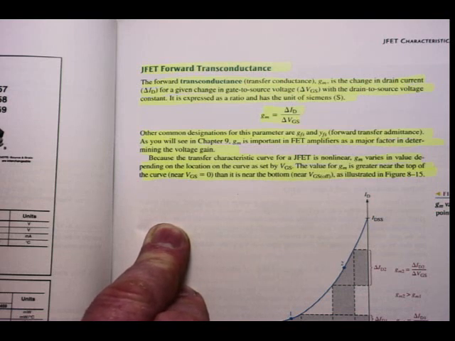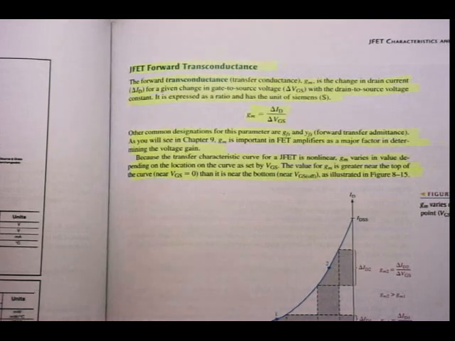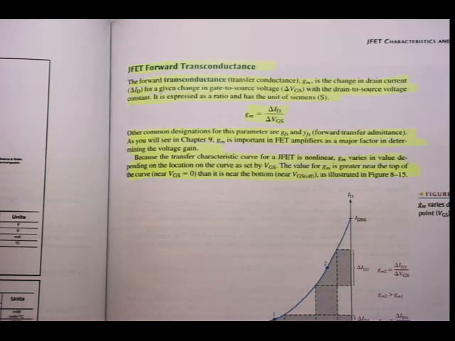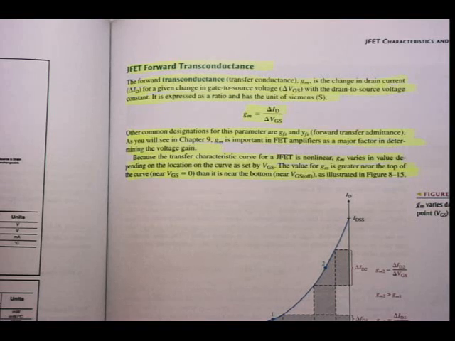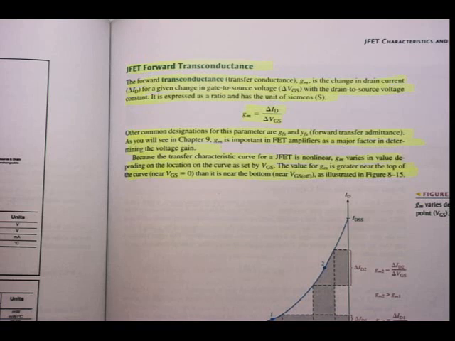Other common designations for this parameter are GFS and YFS, forward transfer admittance. But we will discuss this later in chapter 9. GM is important in field effect transistor amplifiers as a major factor in determining the voltage gain. But we will discuss it in chapter 9.